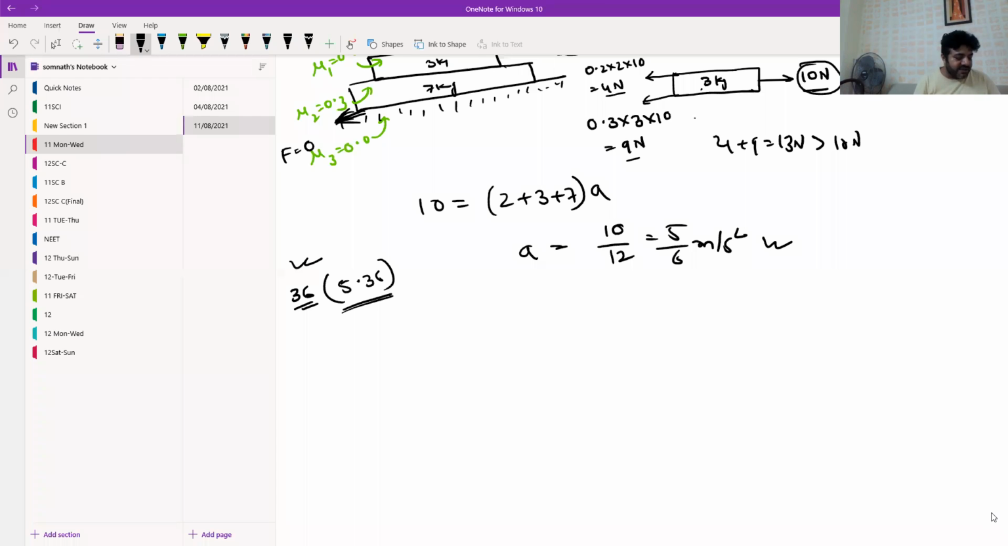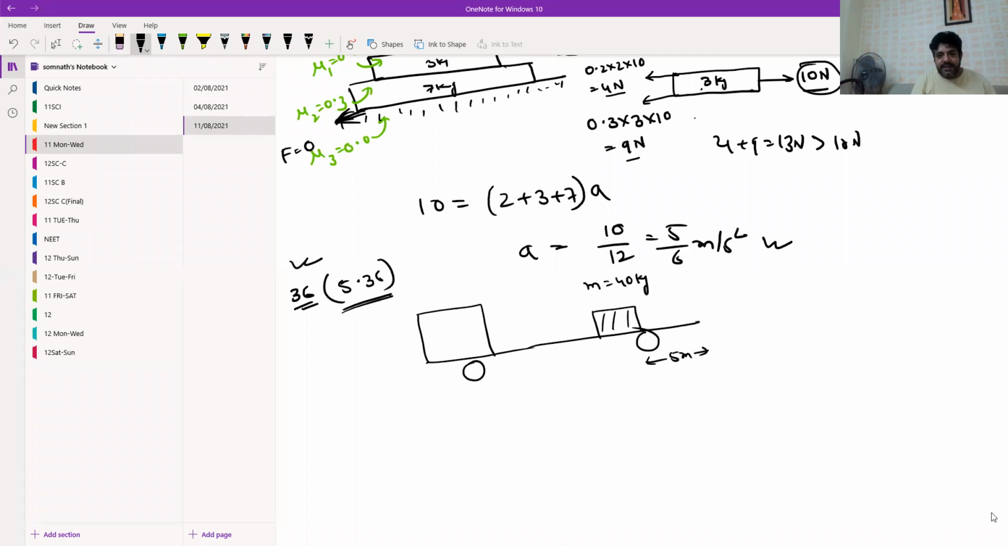See, the question is that the rear side of a truck is open and a box of 40 kg mass is placed 5 meter away from the open end as shown in the figure. So here there is a truck like this, and this is its wheel, and here is a block. The mass of the block is given 40 kg. The distance from the open end is 5 meter. The coefficient of friction between the box and the surface below is 0.15.